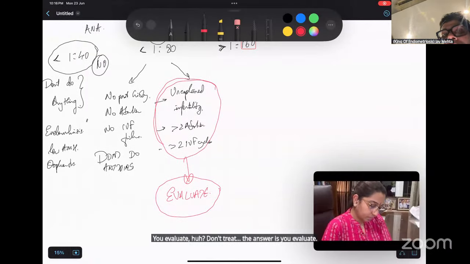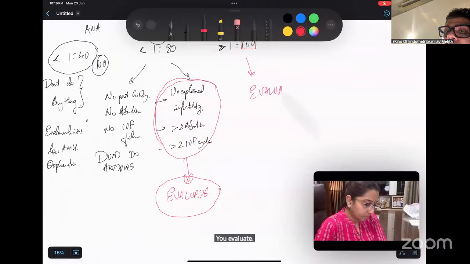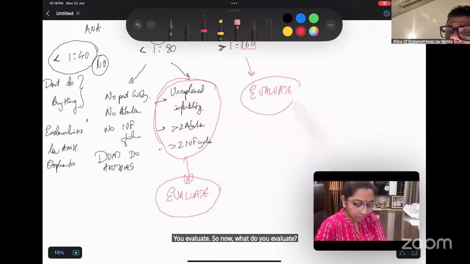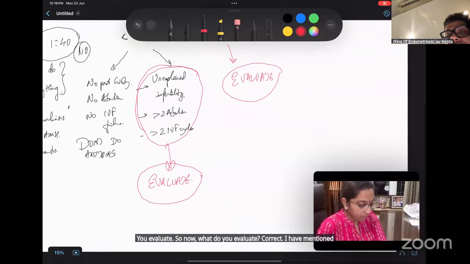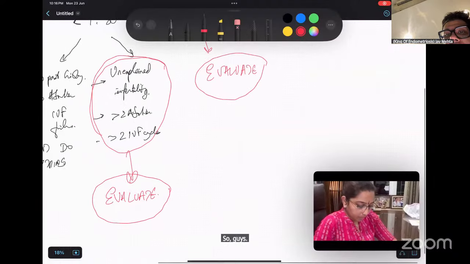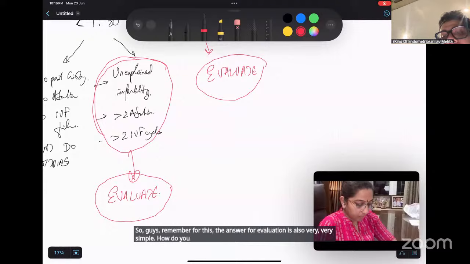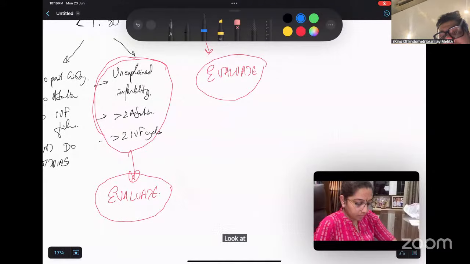And if it is more than 1 is to 160, then what do you do? You evaluate. So now what do you evaluate? I have mentioned evaluate, but what should you evaluate in a situation like this? So guys, remember for this, the answer for evaluation is also very, very simple. How do you evaluate these patients? Look at this. Very simple.